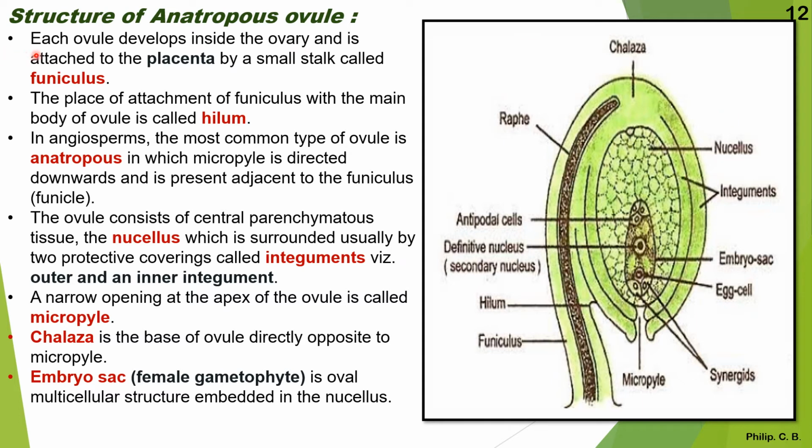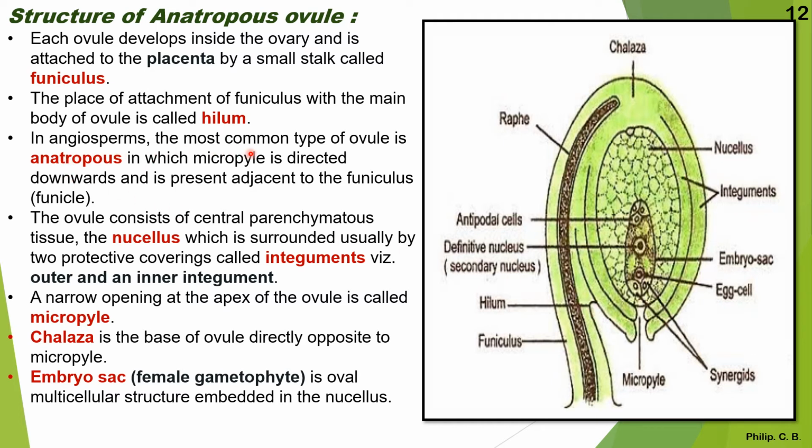Okay, coming to the points. Each ovule develops inside the ovary and is attached to the placenta by a small stalk called the funiculus. You can see over here, this funicle is the stalk part. Further, the place of attachment of the funiculus with the main body of the ovule is called the hilum. So you can see the funicle attached to the main part of the body through a small part called the hilum.